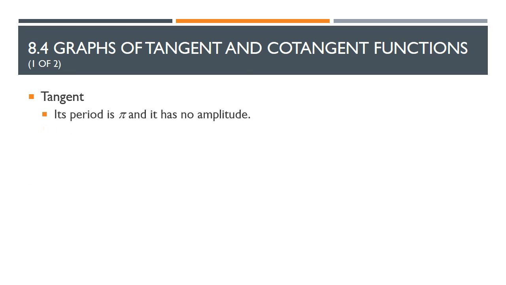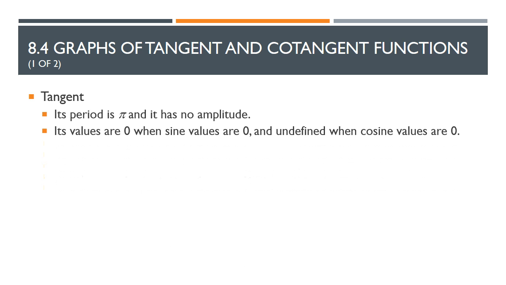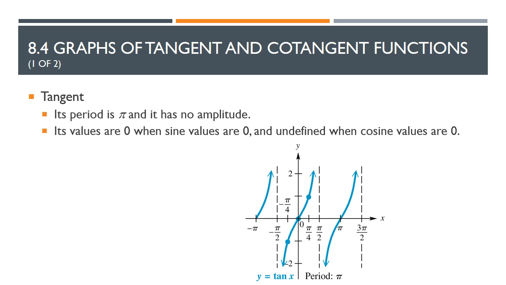Now tangent. Tangent's a little different. It has a period of pi and no amplitude. Its values are 0 when the sine is 0, because remember the tangent is the sine over the cosine, so it's also undefined when the cosine is 0. This is what the graph looks like, very different.